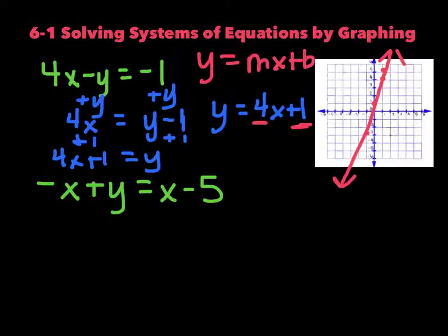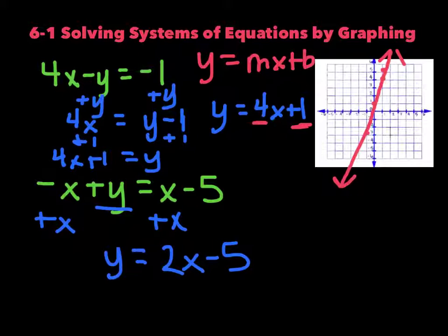My second equation, remember, just manipulate it. I already have a positive y on this side, so I am going to move or get rid of that x. And as long as I add x on the left side, I need to do it on the right. So I get a positive y is equal to x plus x is 2x minus 5. And so to graph this equation, it crosses my y at negative 5, and it has a slope of 2.